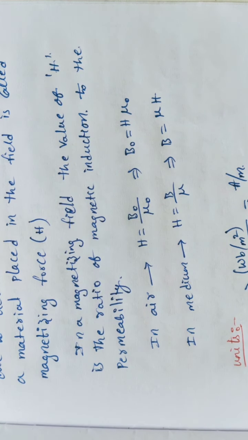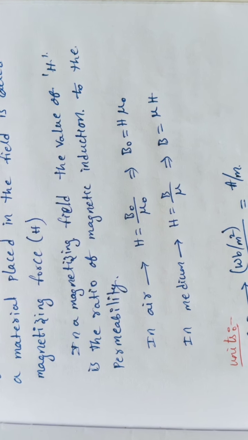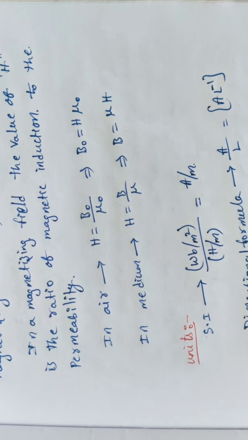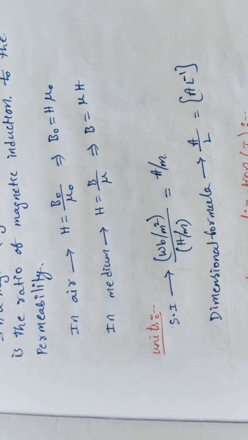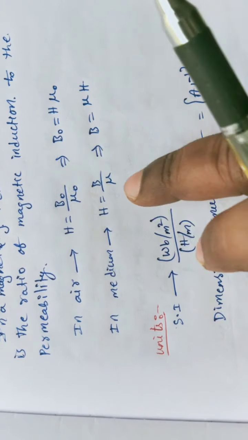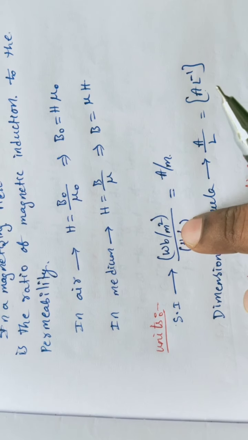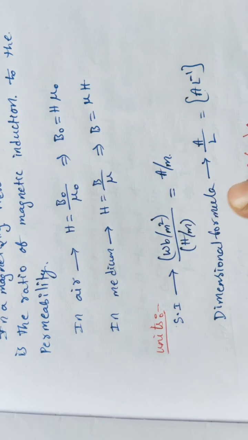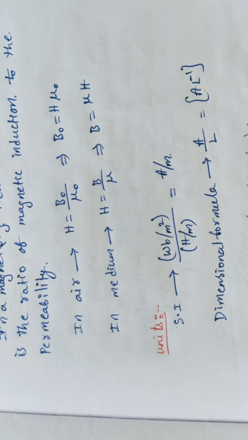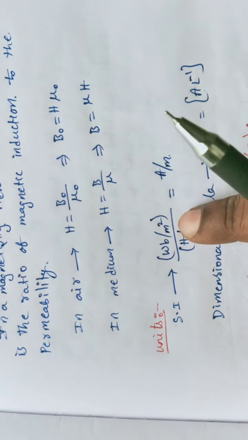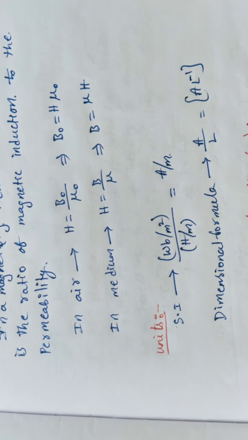Then we go to the units for this magnetizing force or intensity of magnetizing field. See, the SI unit. In the numerator, capital B is present, which is the magnetic induction. Its unit is Weber per meter square, which is also Tesla. This is divided by the permeability, whose unit we already know is Henry per meter.